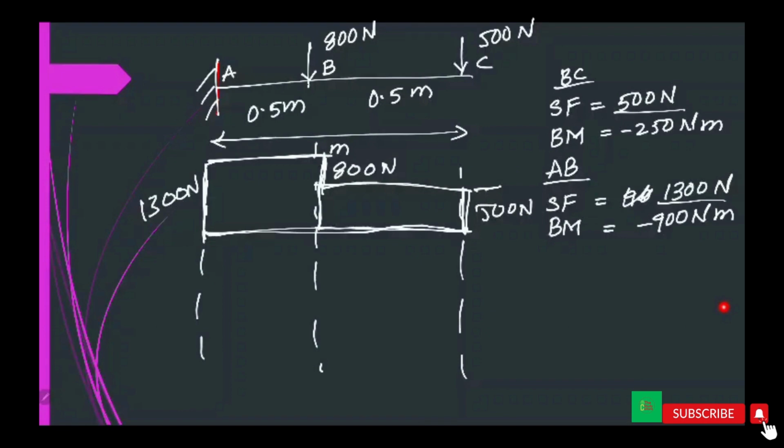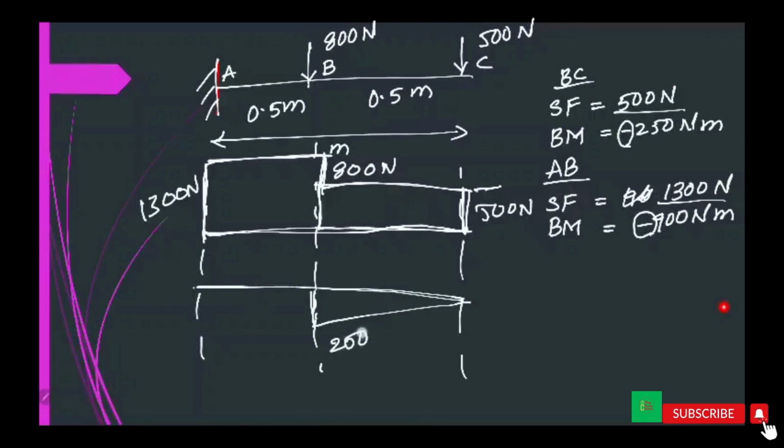And the bending moment diagram. We can observe this bending moment diagram is negative. So this is the span. For negative values, we draw downward. This is 250 and this is 900. Both are negative.